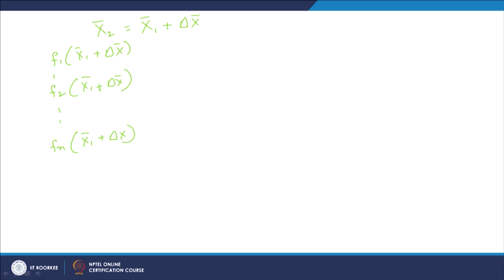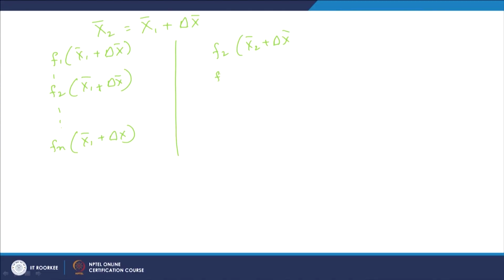If it is not, then we converge. If it is, then we again do this same calculation at x2 plus delta x, for f1, f2, up to fn at x2 with delta x, and we keep on doing this iteration till we reach convergence. So this is the basic Newton-Raphson method.